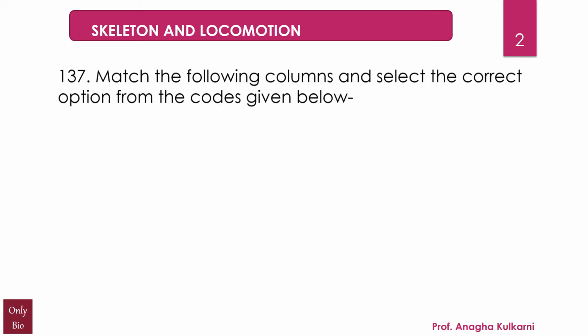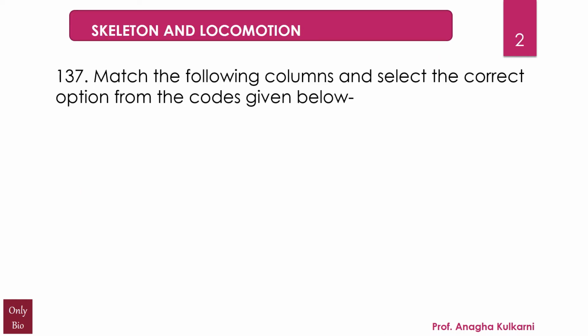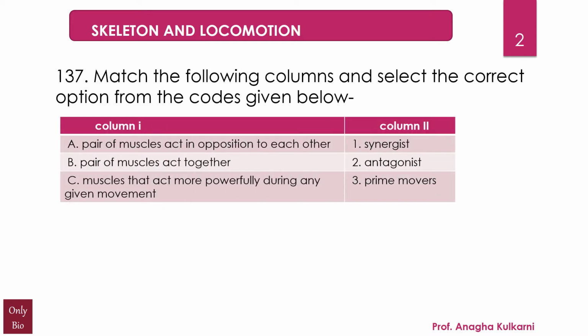Question number 137. Match the following columns and select the correct option from the codes given below. Column 1 has A as pair of muscles that act in opposition to each other. Column 1 B is pair of muscles that act together. Column 1 C is muscles that act more powerfully during any given movement. Column 2 has first as synergist, second is antagonist, and third is prime movers.